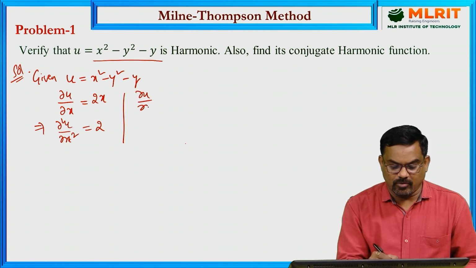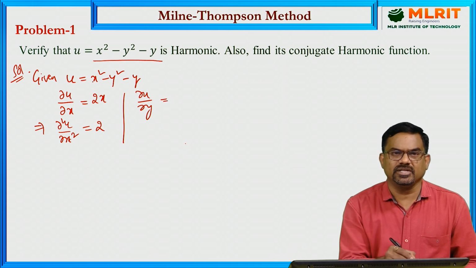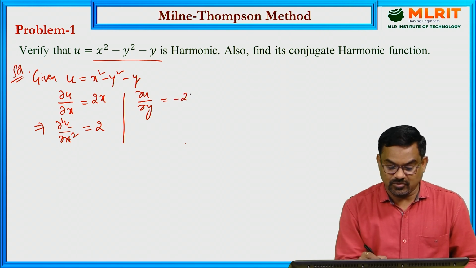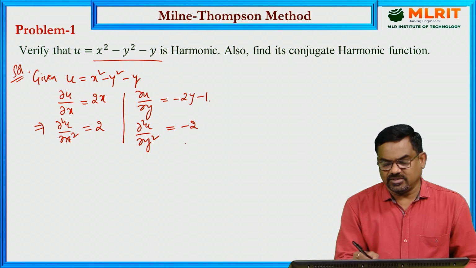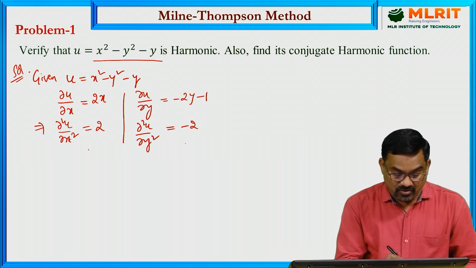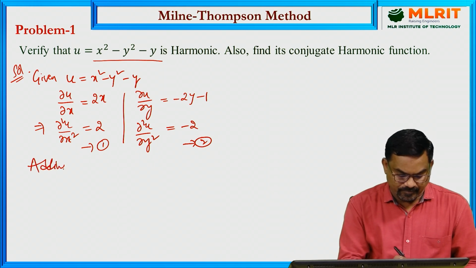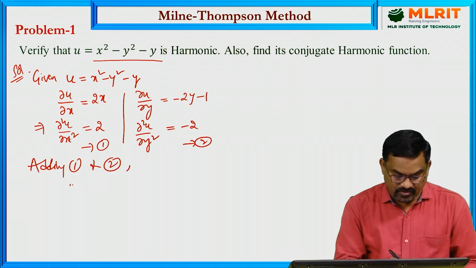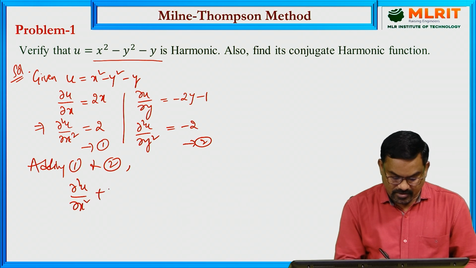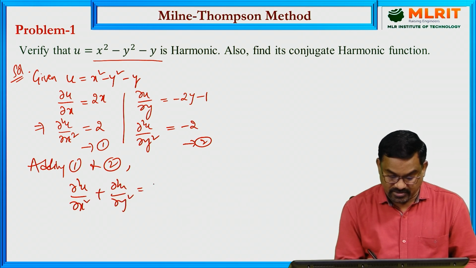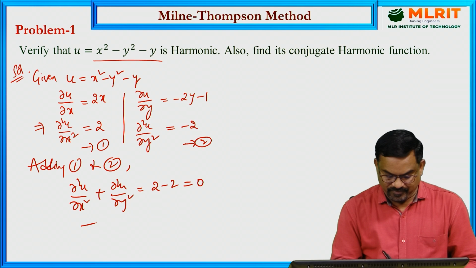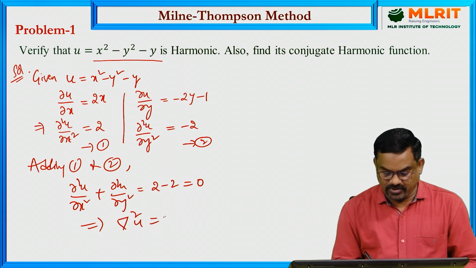Similarly, dou u by dou y with respect to y, the first one is constant, so 0, minus 2y minus 1, and dou square u by dou y square, the second order derivative with respect to y, minus 2, and for minus 1 the derivative is 0. So this is equation 1 and 2. Adding 1 and 2, dou square u by dou x square plus dou square u by dou y square is 2 minus 2, which is 0. That implies del square u is 0.